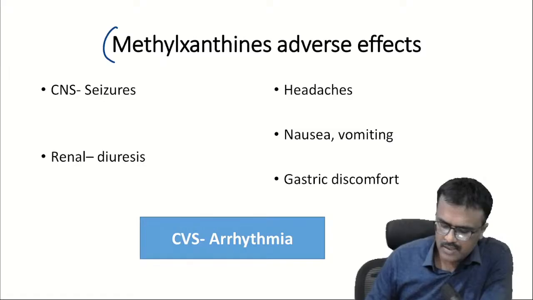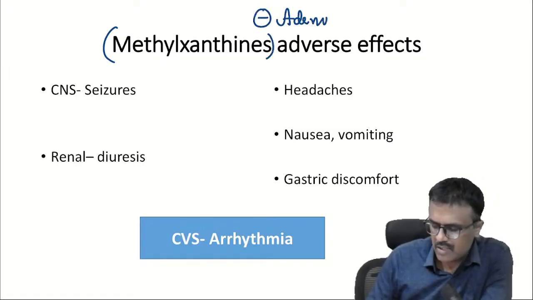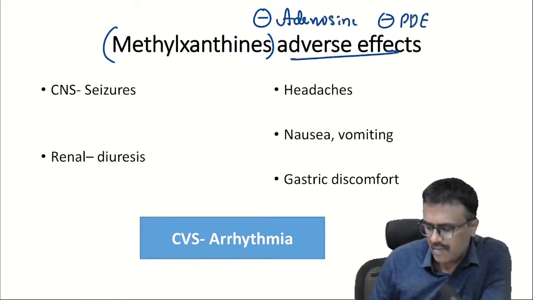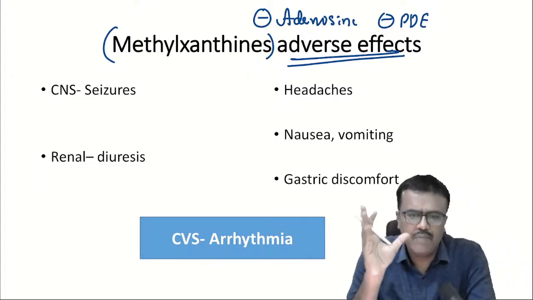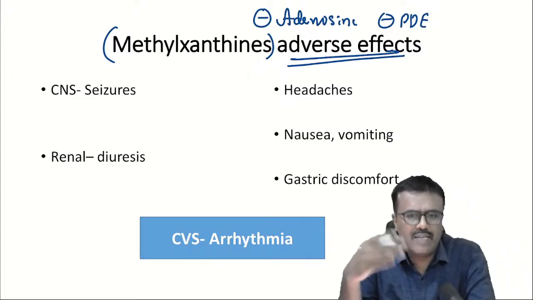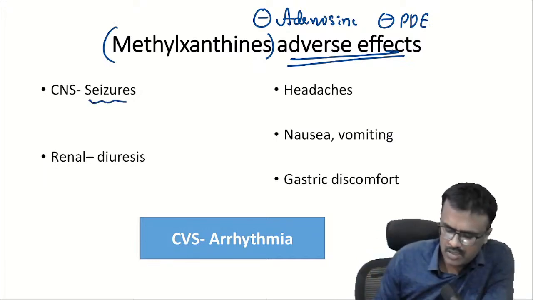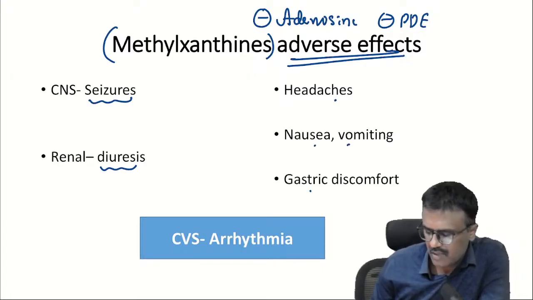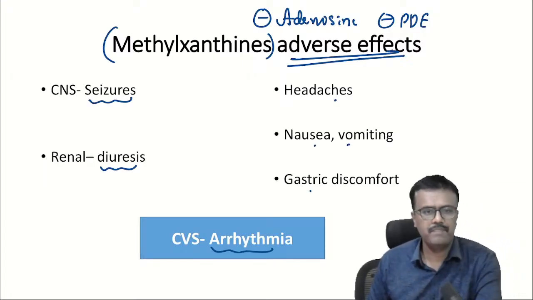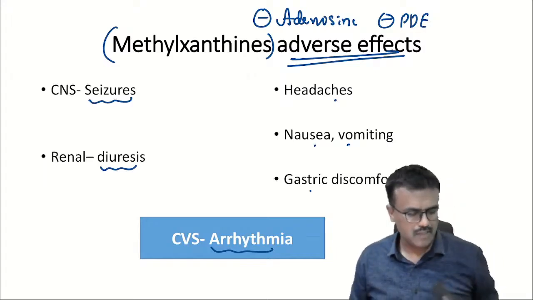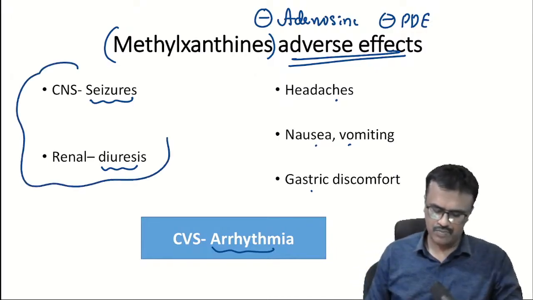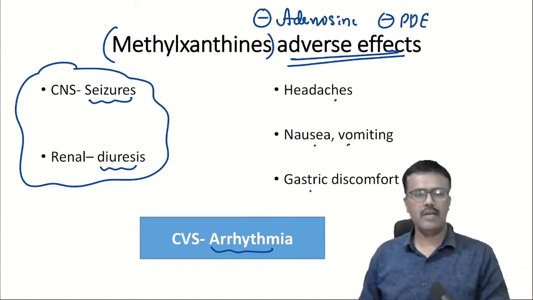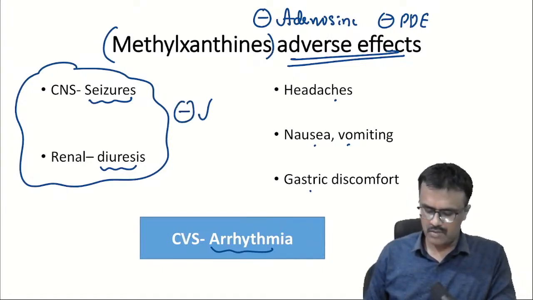Now methylxanthines, I told you they mainly inhibit adenosine. They inhibit the enzyme phosphodiesterase. But what is the adverse effect? Adverse effect of tea, what we drink. What happens if you drink excess coffee? It will lead to CNS stimulation, seizures, more urine, headaches, nausea, vomiting, gastric discomfort. In the heart, it will lead to arrhythmias. So in one exam they had asked, what is this due to? CNS seizures and renal diuresis. This is due to inhibiting adenosine.